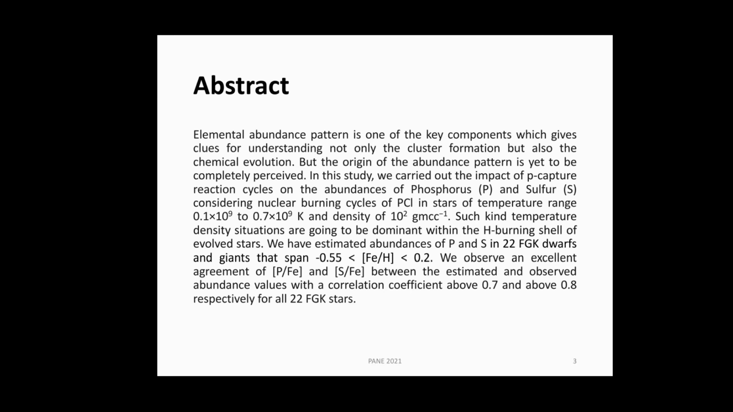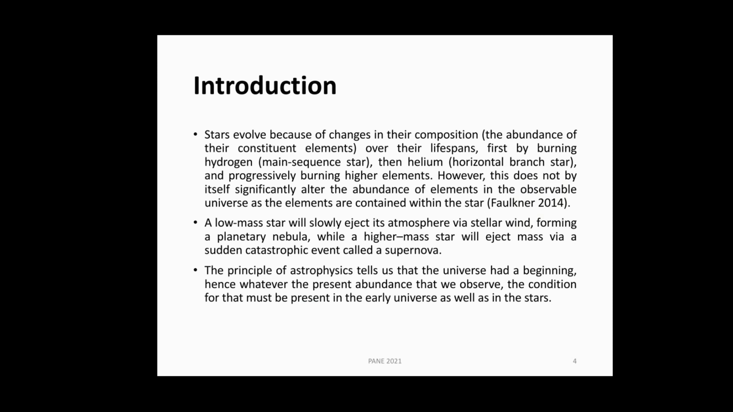Stars evolved because of changes in their composition over their lifespan. After the Big Bang, hydrogen and some amount of helium were the first abundant elements present in the universe. Stars evolved progressively by burning hydrogen first, then helium, and then heavy elements. The principle of astrophysics tells us that the universe has a beginning. Hence, whatever the present abundance we observe, that condition is the same for the early universe as well as in the stars.